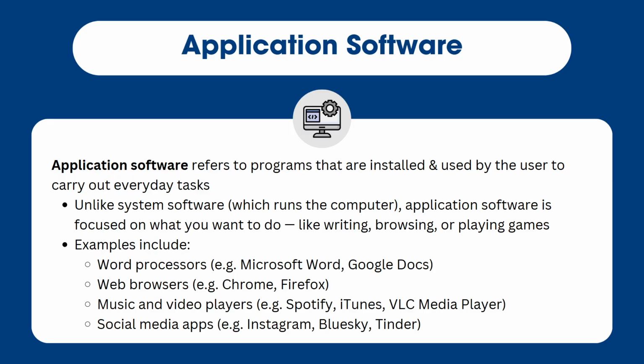So application software refers to programs that are installed and used by the user to carry out everyday tasks. This is also review. Remember, these are all the different software we've been learning in this class. For example, Microsoft Word, PowerPoint, Google Docs, Google Sheets, Canva, Chrome. We have a full arsenal of programs to help us carry out many, many different tasks using the computer. Now we're going to learn what it takes to actually build some of this software.